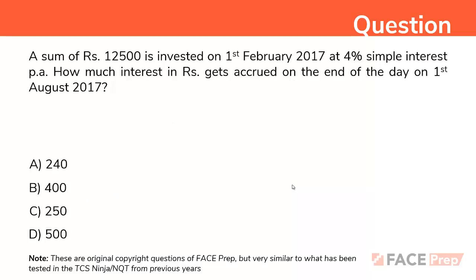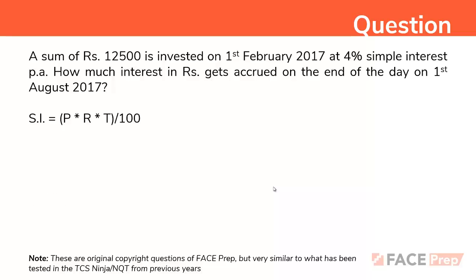So this question is again very similar to TCS Ninja and QT, which says a sum of rupees 12,500 is invested on 1st February 2017 at 4% simple interest per annum. How much interest in rupees gets accrued at the end of the day on 1st August 2017? So we need to figure out the simple interest. We know the formula for simple interest: simple interest is equal to P, which is principal, times R, which is rate, times T, which is time, whole divided by 100.